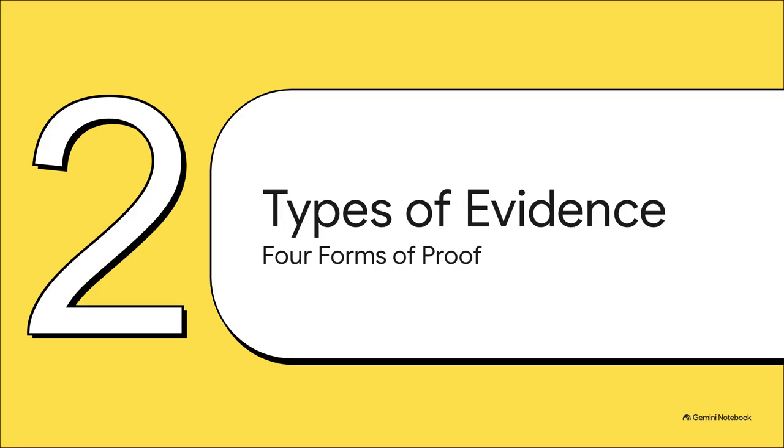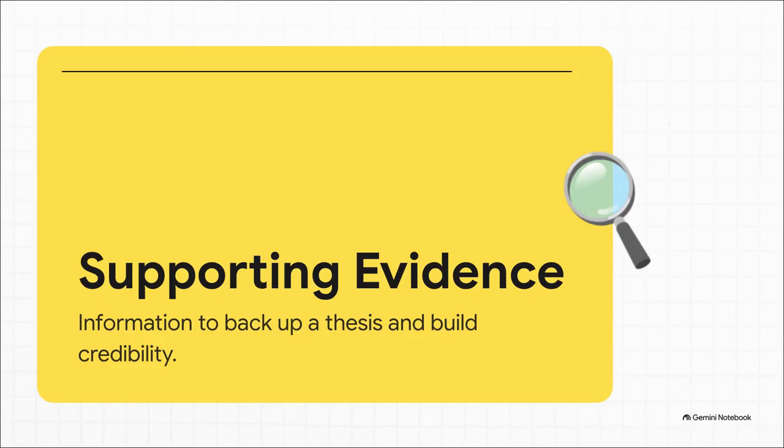Moving on to section 2, the 4 types of evidence. Before we open up our toolkit, let's make sure we have a crystal clear definition of what we're talking about here. Supporting evidence is the information used to back up a thesis, build credibility, and convince readers of the truth. I want you to think of evidence as the foundational building blocks you need to successfully construct any essay, article, or report. Without these blocks, your whole argument is just balancing on air, totally waiting to be knocked down.